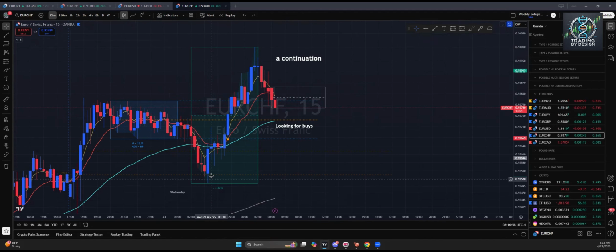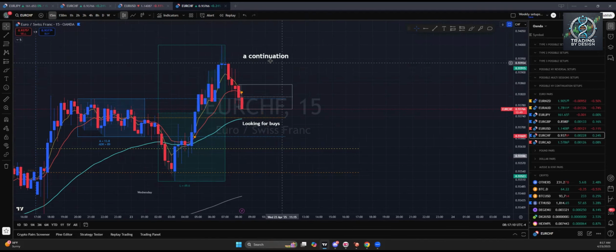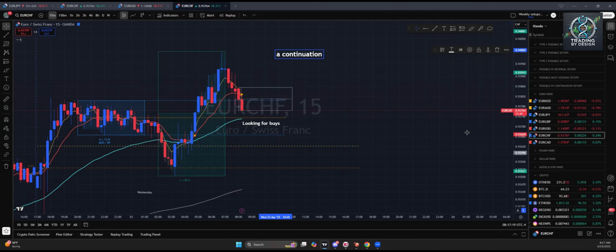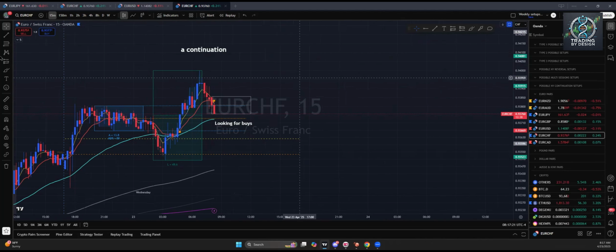From the London session, we did come from the bottom below the Asian range, pushing price past the upper side of the Asian range. Based on my experience, I can already see that this pair will most likely form a continuation trade.